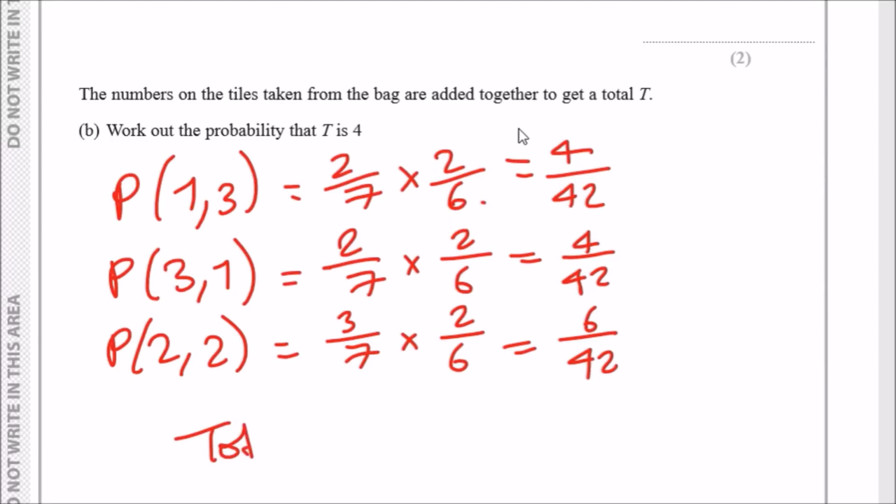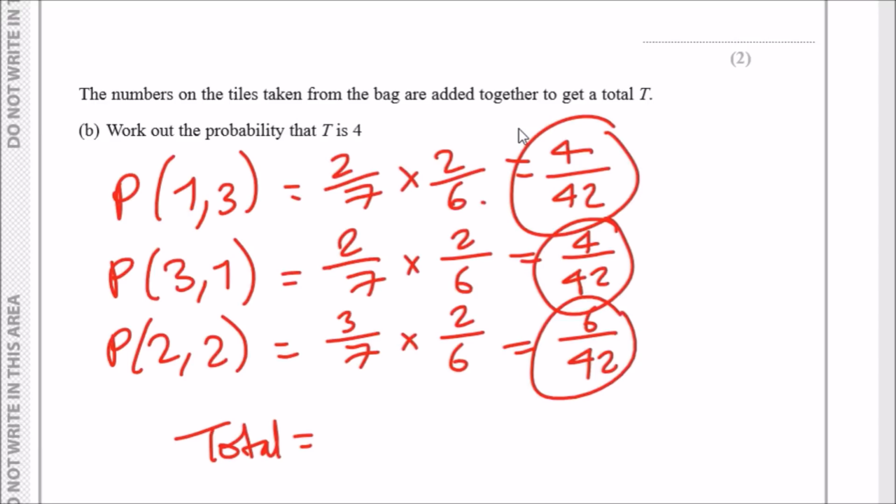Because remember, you want to find the total of mutually exclusive probabilities. Always add up the final result, yeah? So 4 over 42 plus 4 over 42 plus 6 over 42. So 4 plus 4 is 8. 8 plus 6 is, my God, 14. So it'll be 14 out of 42. And that's it. And I think this is 1/3, right? Yep, 1/3.